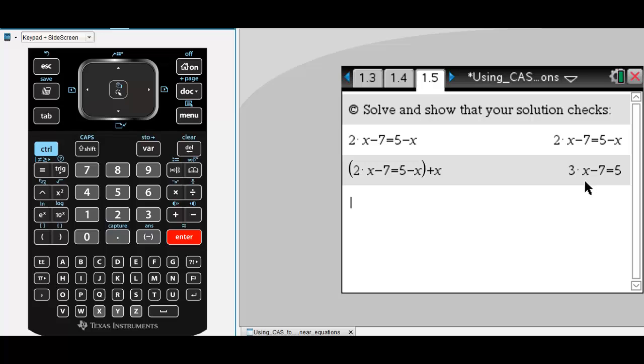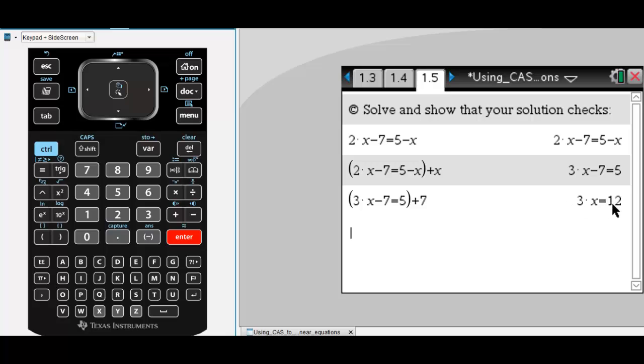So from this equation here, most of us would probably add 7 to both sides. So again, I'm going to press the plus sign. It says take the last answer, which is this equation, and add, in this case, 7 to both sides. Press enter. And we get 3x equals 12. And again, students would have better notation than this. If this is not the answer they got, they would need to work towards that.